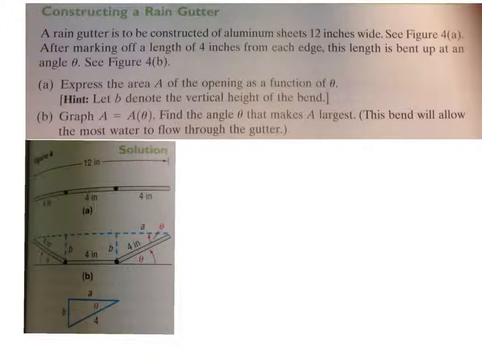So we're going to start off by just writing an area formula that doesn't necessarily only involve theta, and then we'll get into it after there. So we have the area of the two triangles, right?